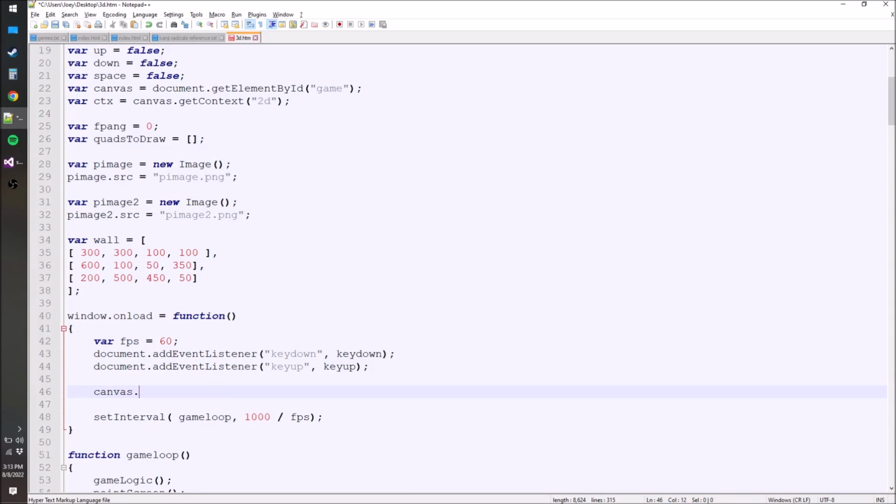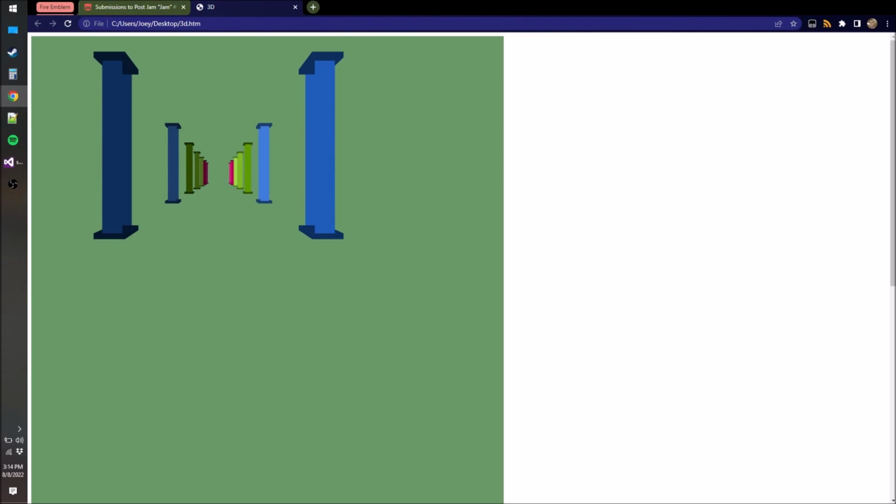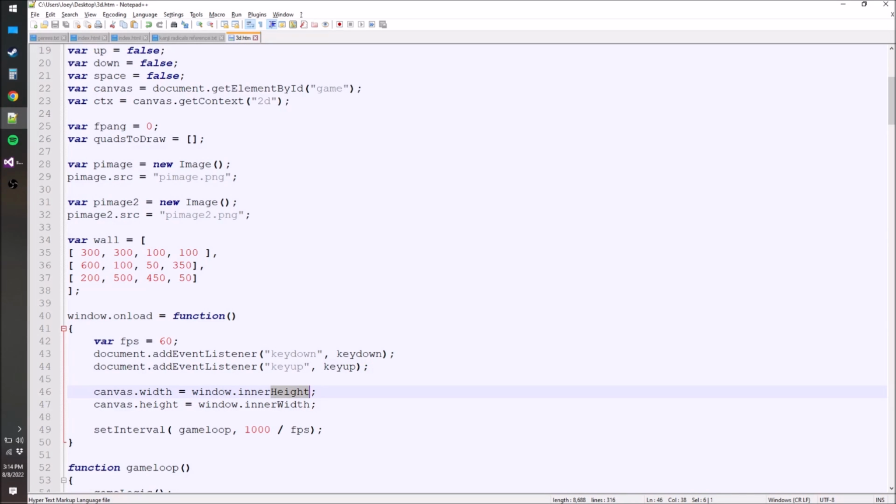Canvas dot width is equal to window dot inner width. Okay, how do I know to use inner width? The real answer is because I looked it up on Google a couple days ago when I was trying to do my own game. Okay, I screwed up the order.